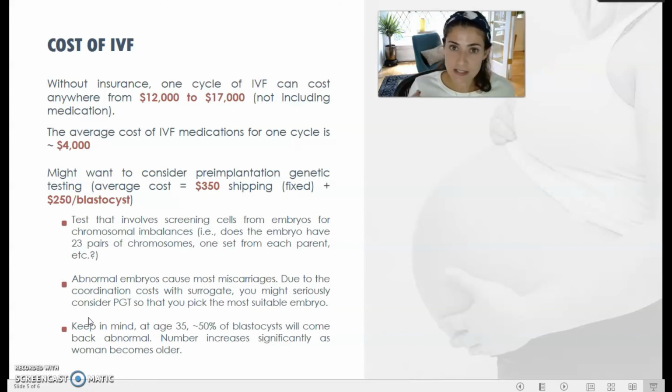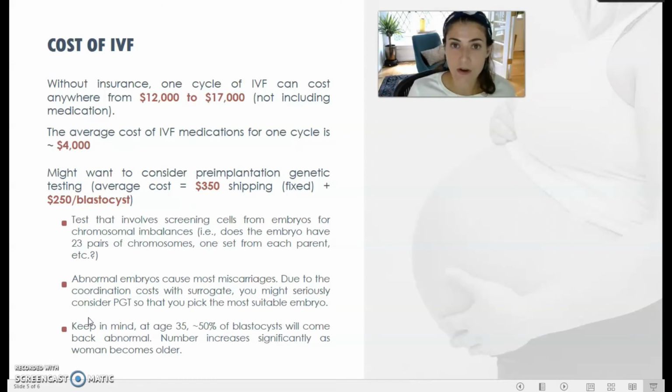PGD testing is very controversial. It's not straightforward. I'm going to save that discussion for another day, but it's something to consider. And if you are going to do it, it is pricey. So on average, there's a $350 shipping fixed cost. And then after that, it's $250 to biopsy each blastocyst that you have, day 5 embryo that you have.